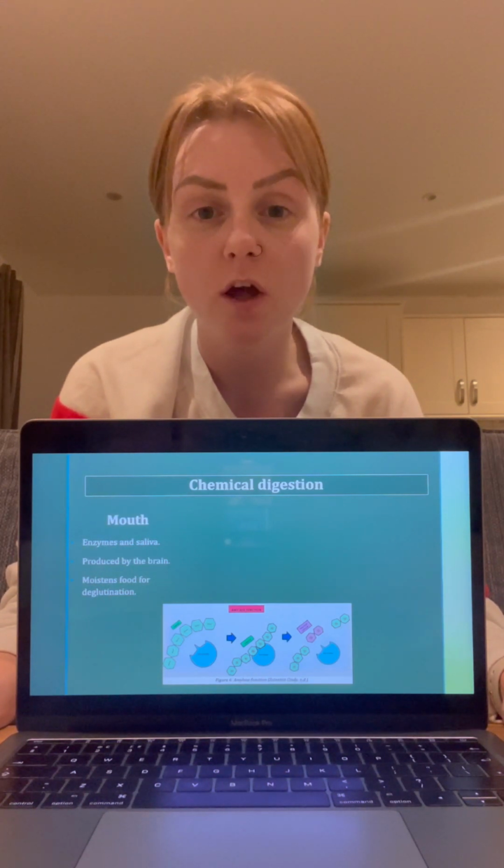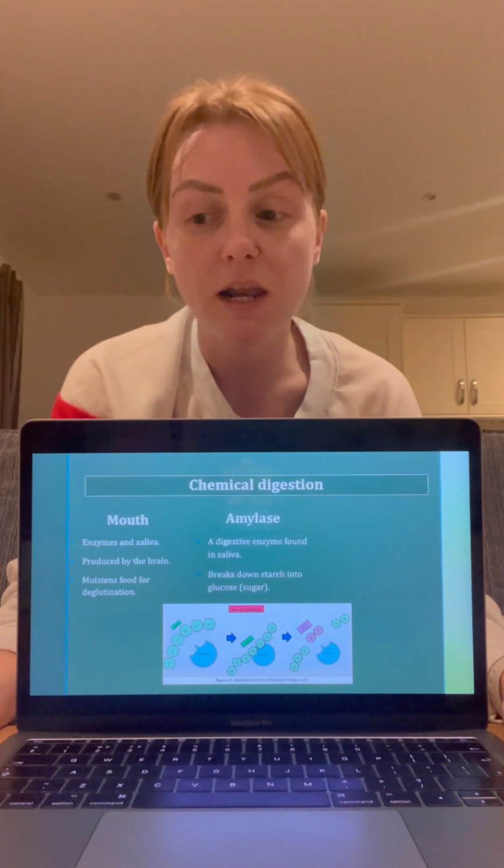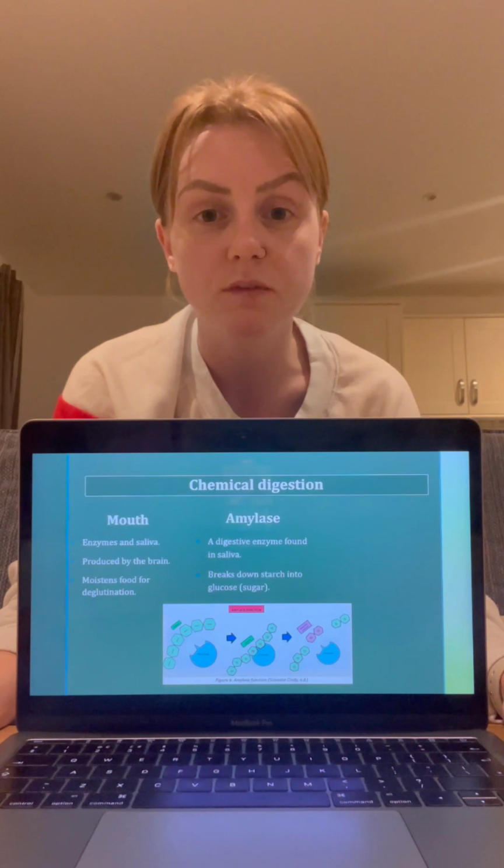Chemical digestion also starts in the mouth, where it releases enzymes and saliva. The production of saliva is triggered by the brain, which stimulates our saliva to release enzymes and enables food to be moisturised, making it easier to swallow. The digestive enzyme called amylase is found in saliva and breaks down starch in the mouth, changing it into glucose, which can also be referred to as sugar. The enzyme assists in absorption, acting as a catalyst by speeding up the process of the digestive system.